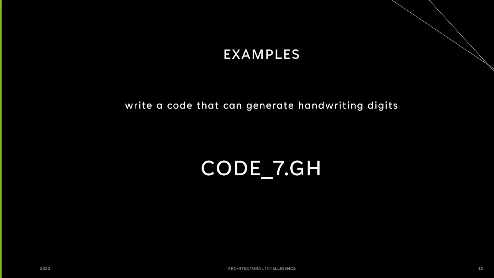So all these are GAN models. We give it only text as an input, and it produces a synthetic image that looks like a realistic or real image. So let's get started and try to generate the handwritten digits.